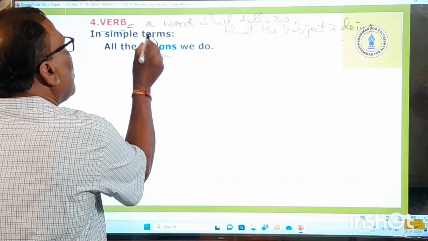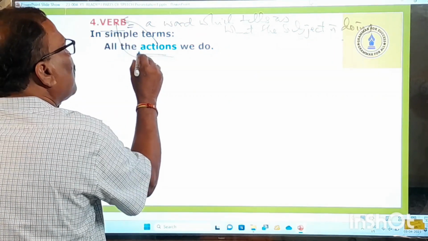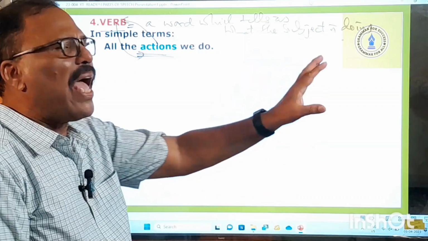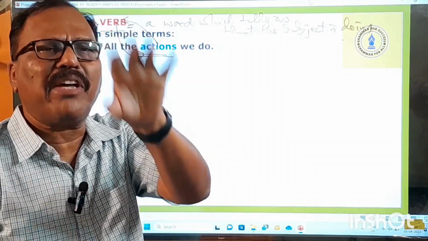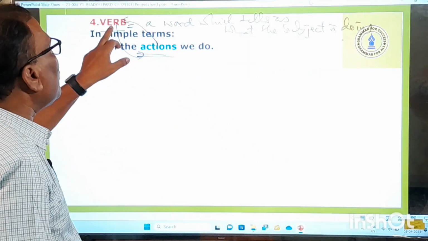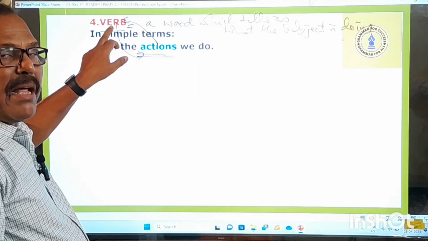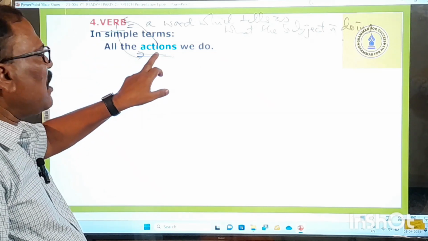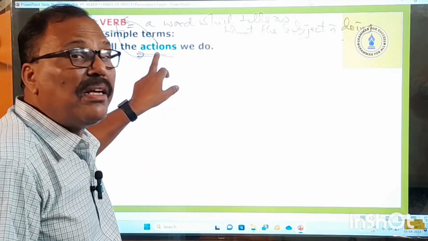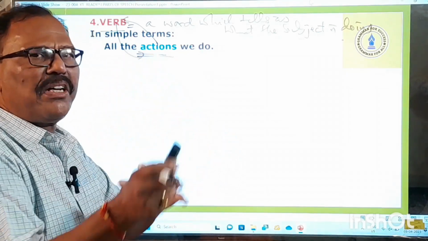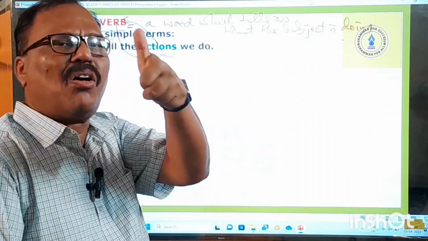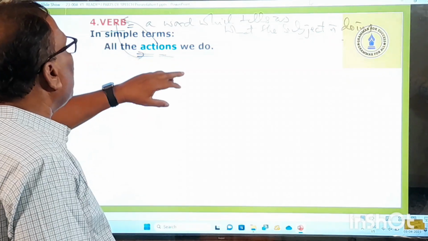Yes, actions are verbs, verbs are actions. That's all: all actions are verbs, all verbs are actions. Verb is a grammatical term and action is a general English term. Actions are verbs, verbs are actions. That's all. And what actions are verbs?